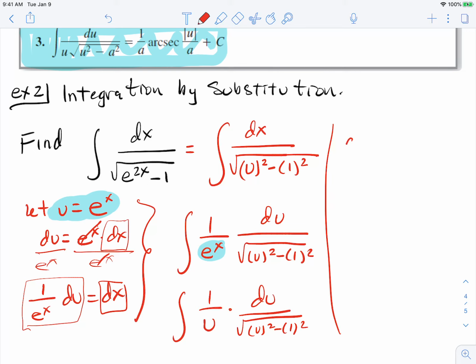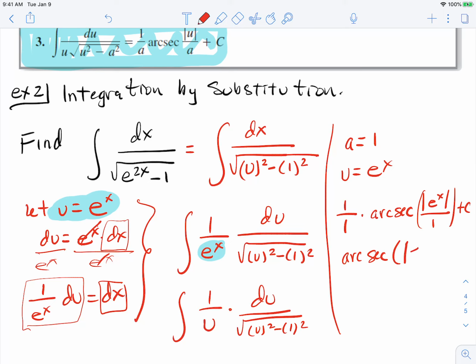So now let's actually write this answer out. One more thing. We've identified our a as being 1, our u as being e to the x. So when I write my answer, it's 1 over a, which is 1 over 1, times arcsecant of the absolute value of u, which is e to the x, over a, which is 1, plus c. Well, 1 over 1 is just 1, so I'm going to write arcsecant, and then absolute value of e to the x over 1 is just absolute value of e to the x. And there is our answer.